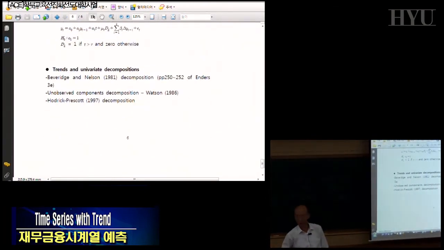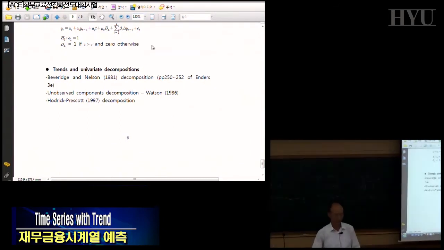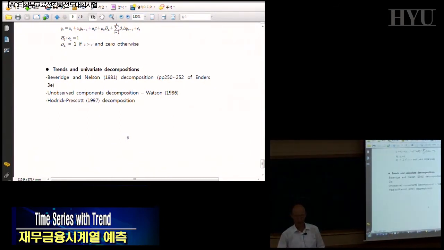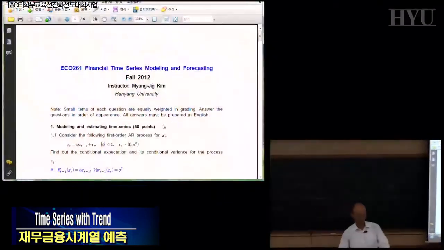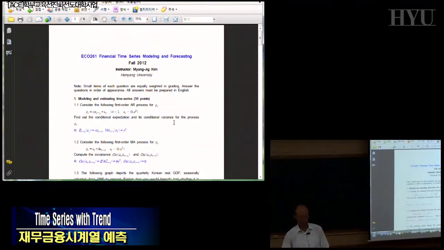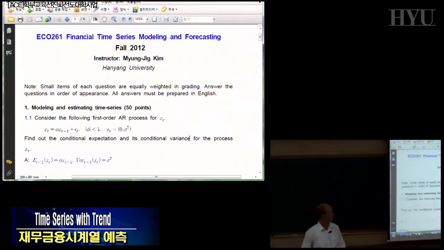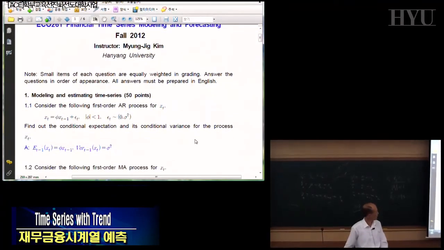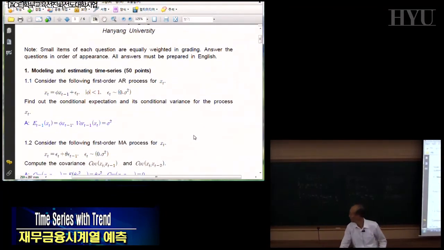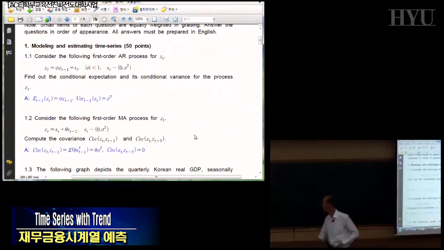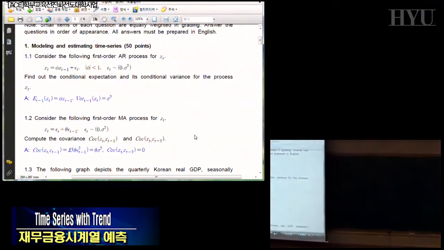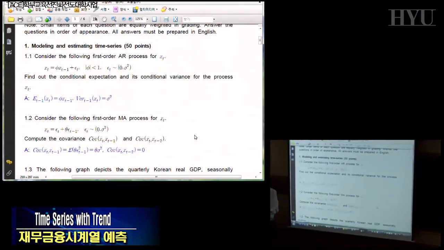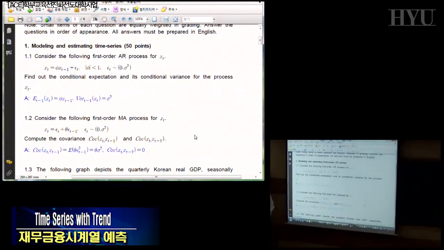We've seen this one already, right? In lecture note 4. So I'll show you why I mentioned this material. Okay, this is the midterm exam I asked last semester, the first semester last year. If you were here a year ago, think about whether you can answer it. Okay.